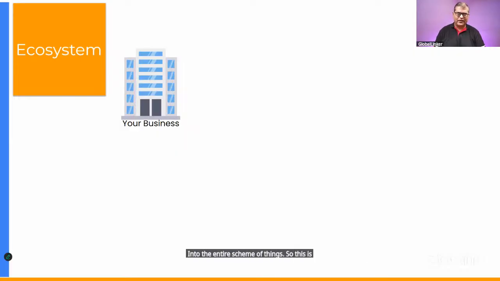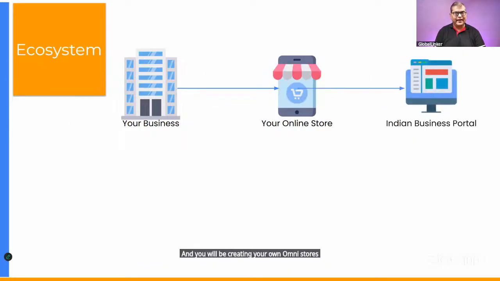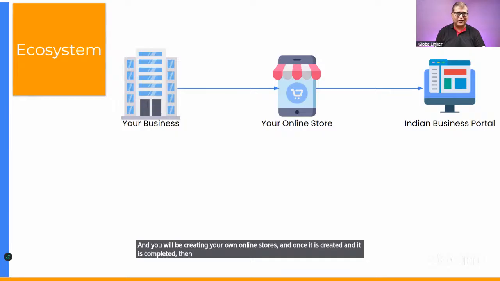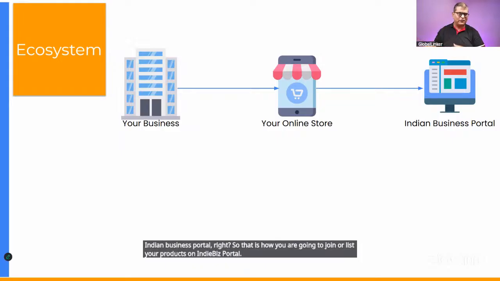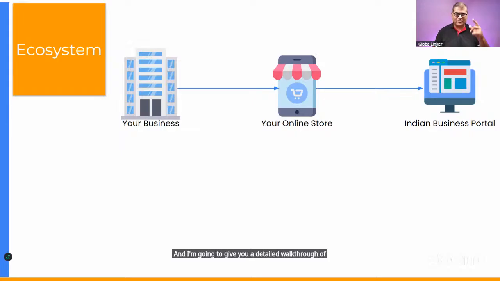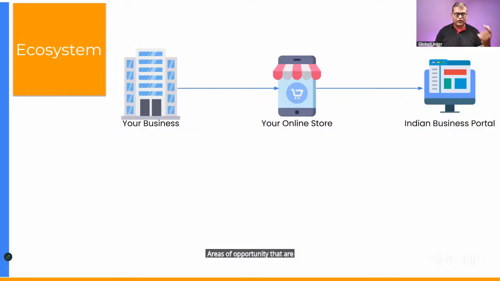So this is your business, and you are going to create an online store similar to what I just showed you, and you will be creating your own online stores. And once it is created and completed, you will request for listing, and once it is approved, your business and your products will be showcased on Indian Business Portal, right? So that is how you are going to join or list your products on Indian Business Portal. And I'm going to give you a detailed walkthrough of the process as well. But in summary, very quickly, this is how it is going to happen. Now, what are the areas of opportunity that are there for you? So there are multiple areas of opportunity.